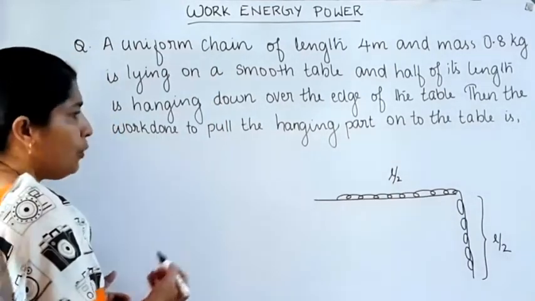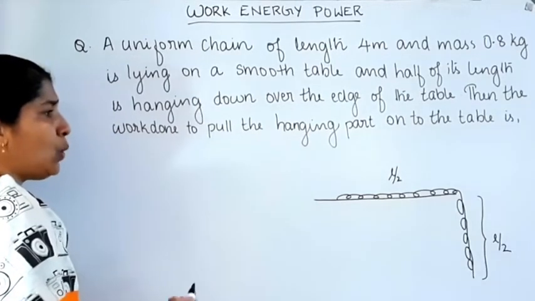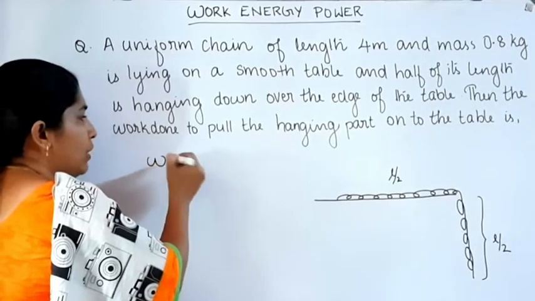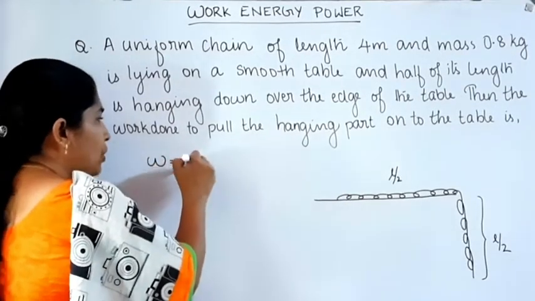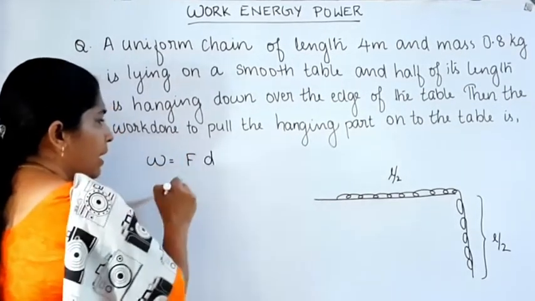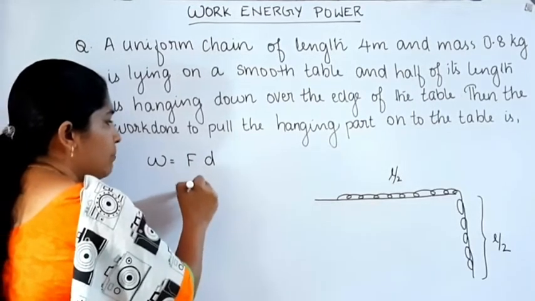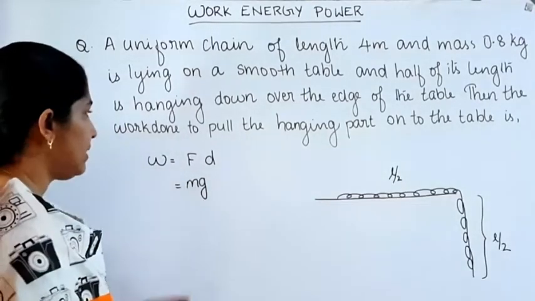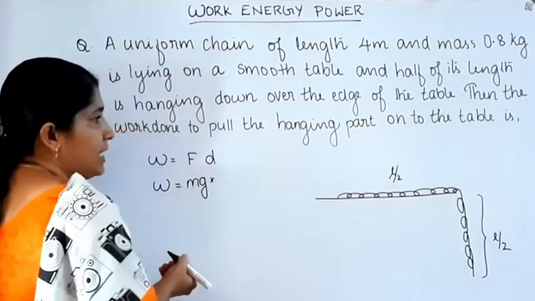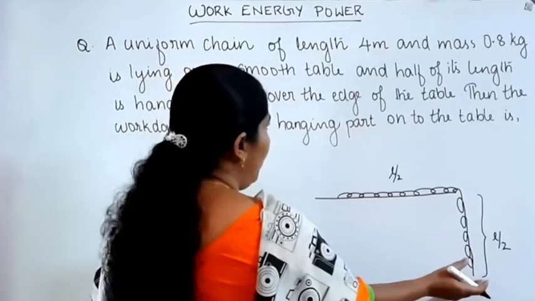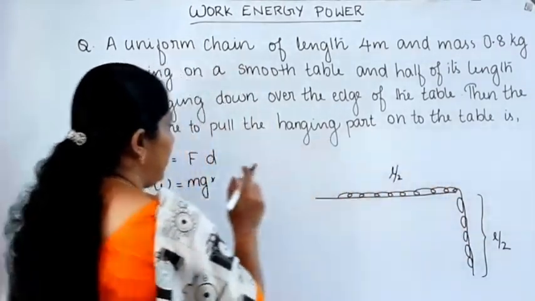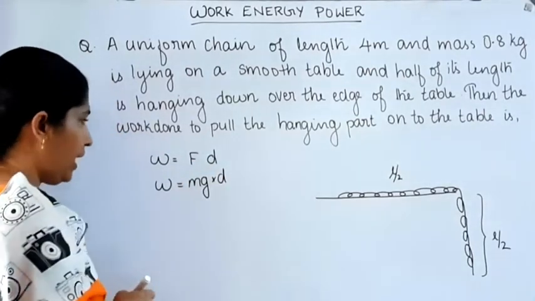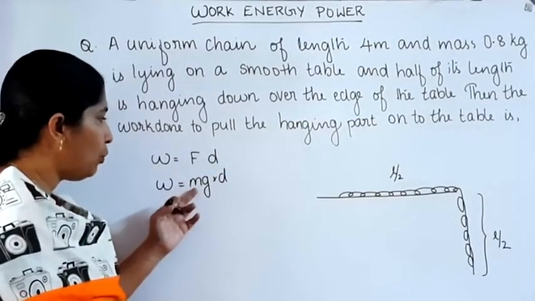To pull the hanging part onto the table, work done W is equal to force into displacement. Here force F is equal to mg, which is the weight of the hanging part. What about the displacement? Displacement is needed to pull the hanging part onto the table. So W is mg into d.